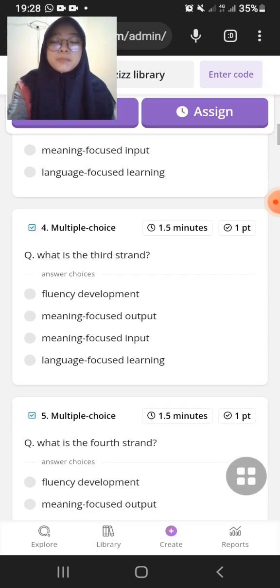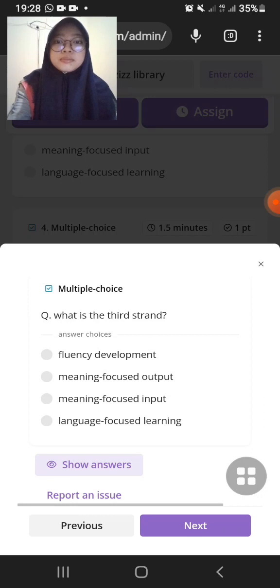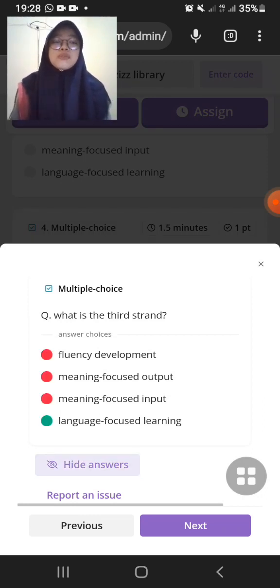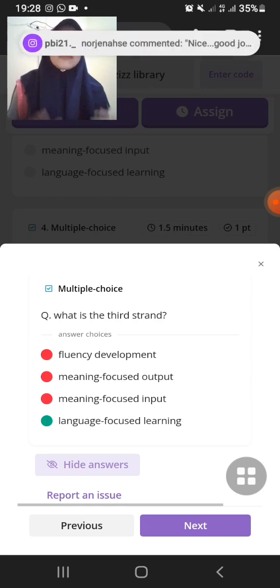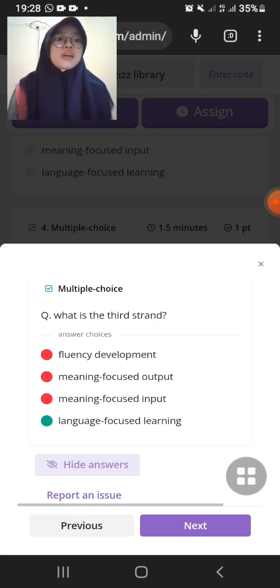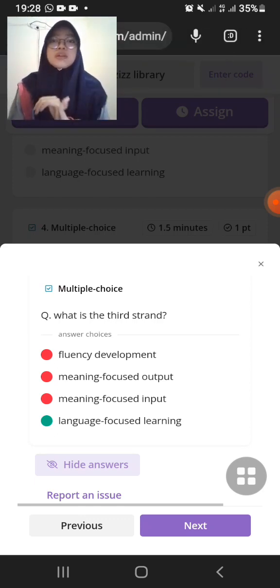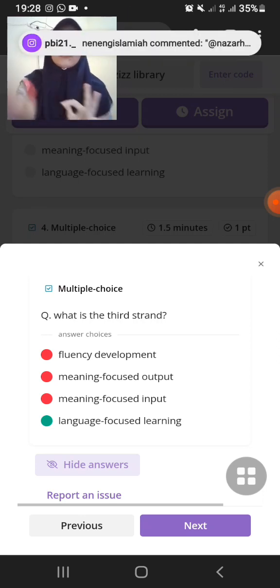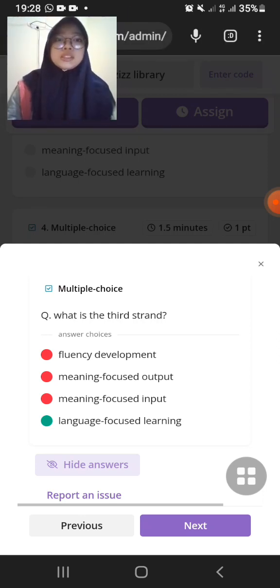Question number 4. What is the third strand? The answer is language-focused learning. In this strand, you explicitly learn language features: grammar, vocabulary, spelling, pronunciation, and discourse.